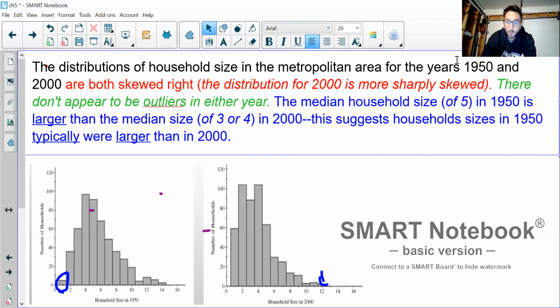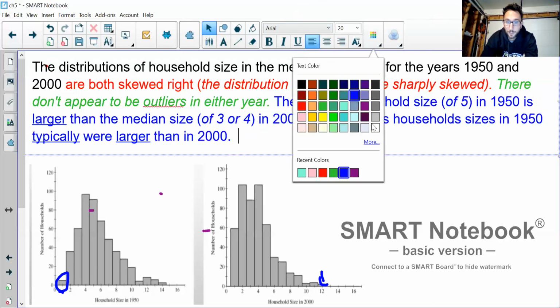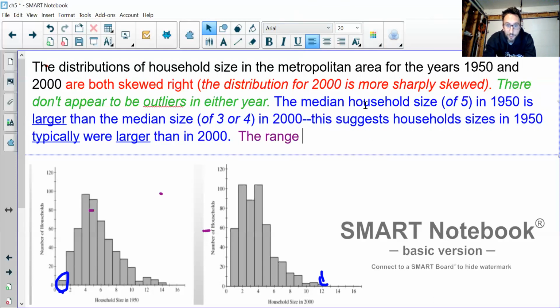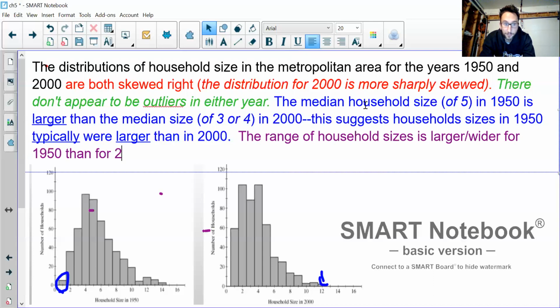So lastly, we want to talk about spread. So we can say that the range of household sizes is larger or wider, whichever one you want to use, for 1950 than for 2000. And again, I didn't use the numbers. We can. The range of household sizes is wider for 1950. In 1950, that range was 13, and in 2000, that range was 11, right? 12 minus 1. So we could add the numbers, we might not.